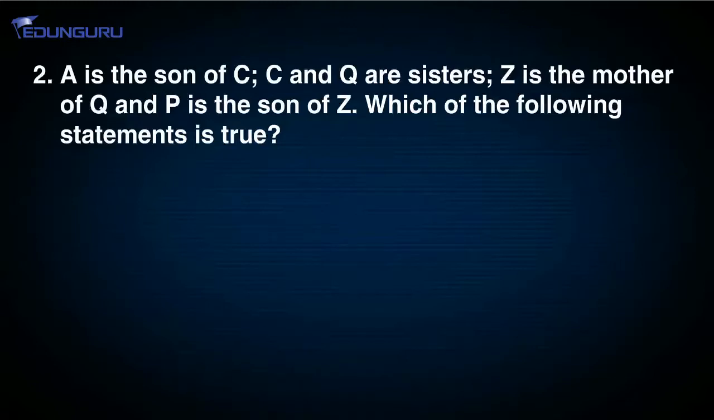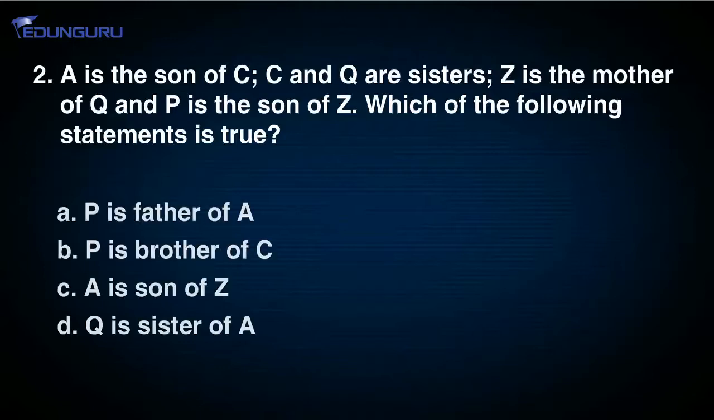Question number 2. A is the son of C, C and Q are sisters, Z is the mother of Q and P is the son of Z. Which of the following statements is true? Option A, P is father of A. Option B, P is brother of C. Option C, A is son of Z. Option D, Q is sister of A.